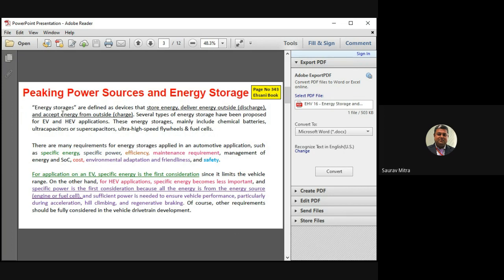So it is said that energy storages are defined as the devices that store energy. It is very important. It delivers energy outside, which is called discharge, and accepts energy from outside. So those who have pen and paper, you can remember or you can write down that there are 3 ways a battery inside the vehicle can be charged.